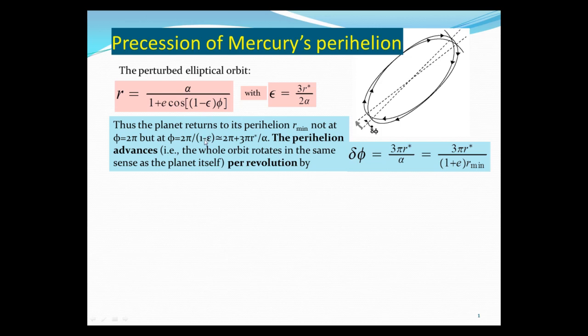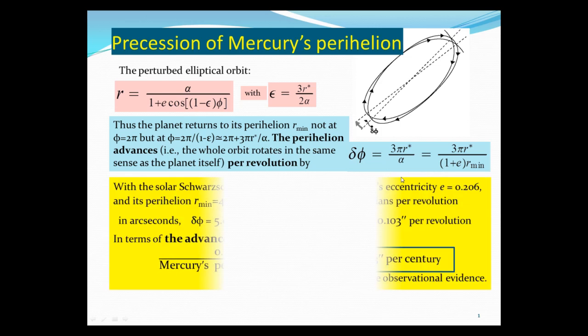So 2 pi over 1 minus epsilon can be written as 2 pi times, putting this in the numerator, 3 pi r star over alpha. So the perihelion advances. The whole orbit rotates in the same direction as the planet itself, per revolution by this amount. The extra factor is 3 pi times the Schwarzschild radius over alpha. Alpha turned out to be, as we have seen in previous slides, 1 plus the eccentricity times the R mean.